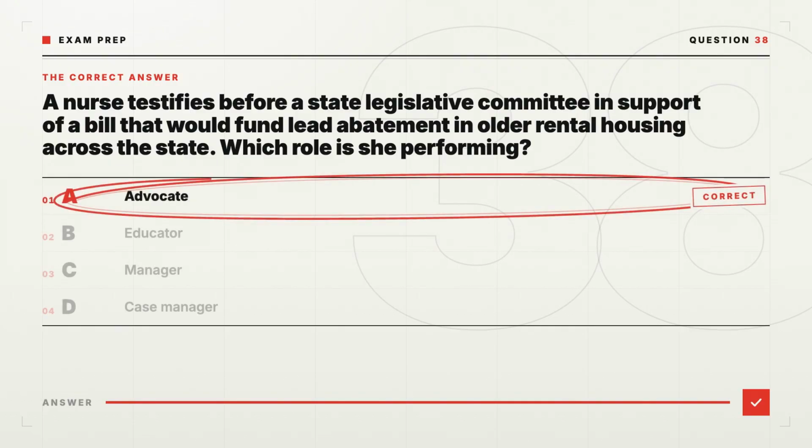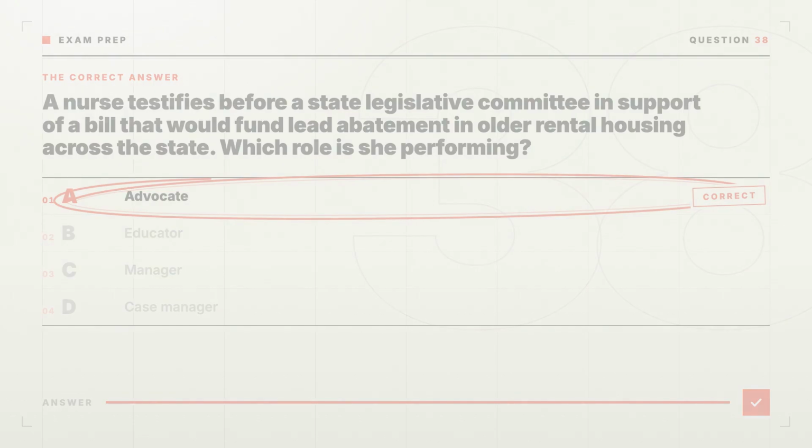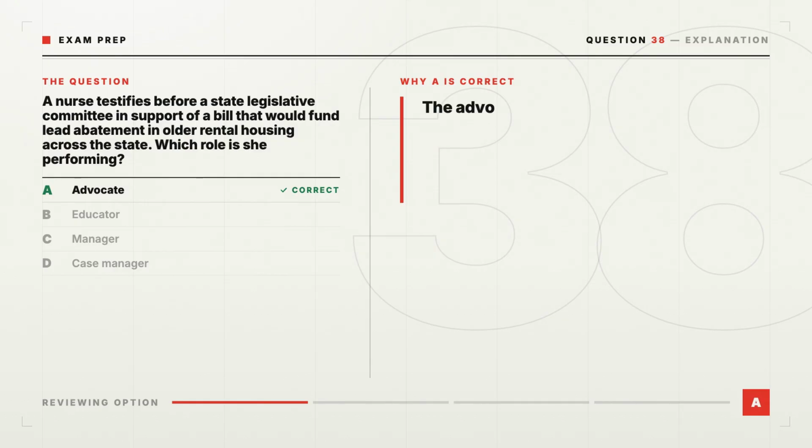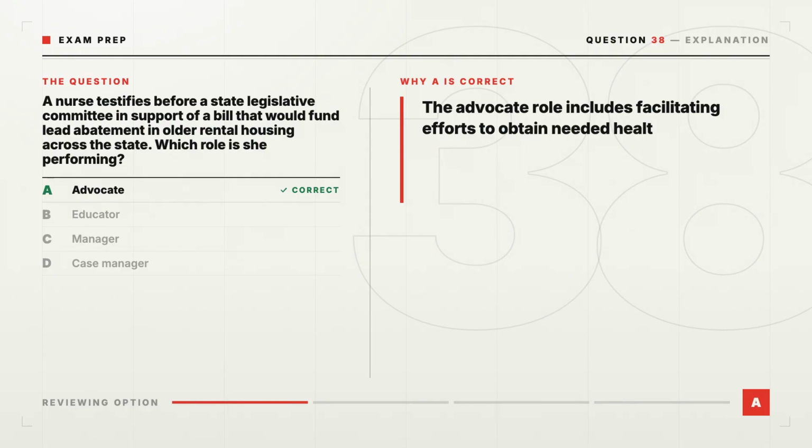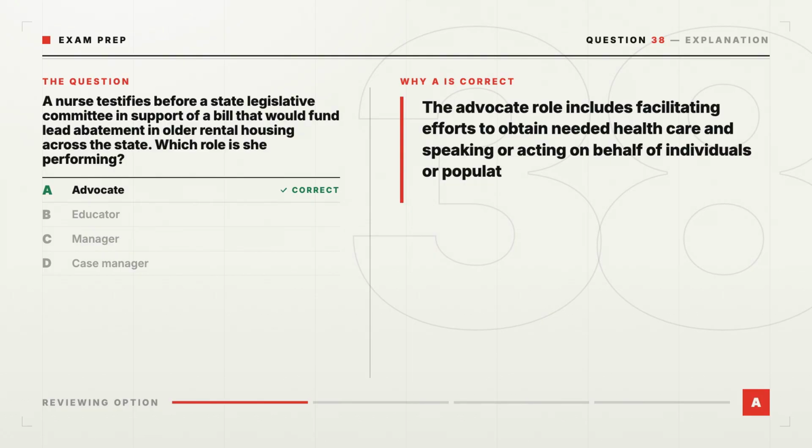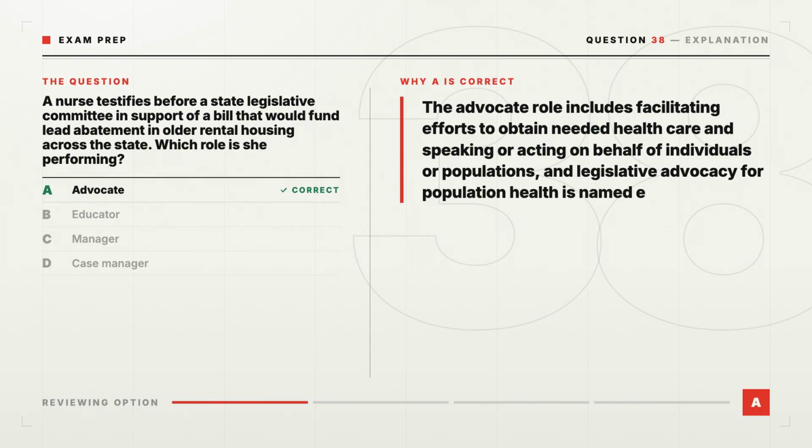The correct answer is A. Advocate. A is correct because the advocate role includes facilitating efforts to obtain needed healthcare and speaking or acting on behalf of individuals or populations, and legislative advocacy for population health is named explicitly. Testifying for a bill on behalf of tenants who cannot easily speak for themselves is that role in its purest form. It is also where the specialty's social justice commitment turns into concrete action.